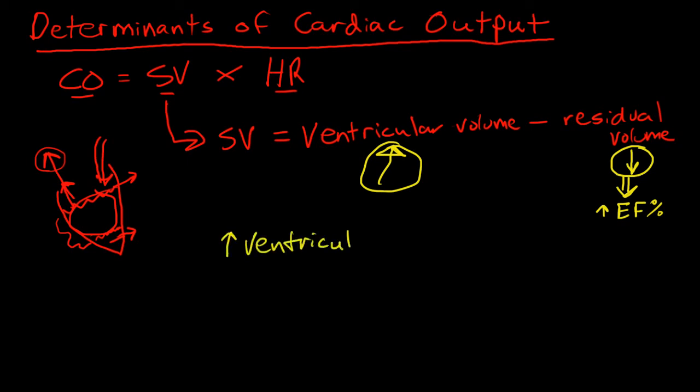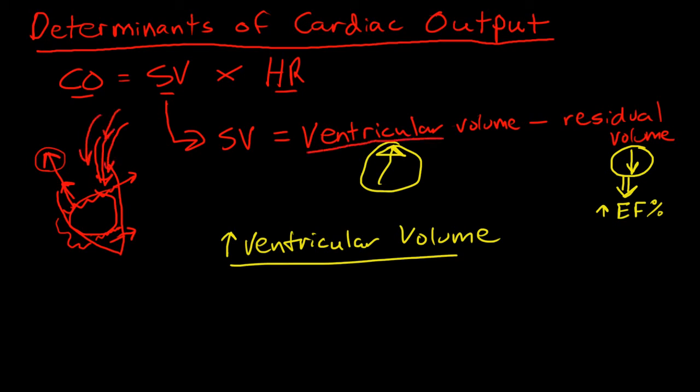So what would increase ventricular volume? Well, the primary way of increasing ventricular volume is increasing the amount of blood that's returning to the heart. So if we increase the amount of blood that's returning to the heart, we're going to fill the ventricles much more quickly. So what can increase the amount of blood returning to the heart? Well, this brings us to a new equation called Darcy's equation.